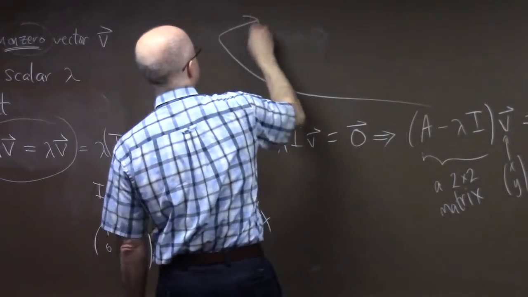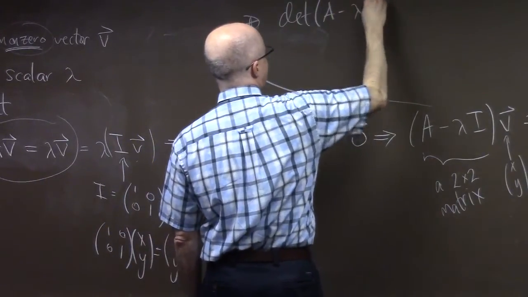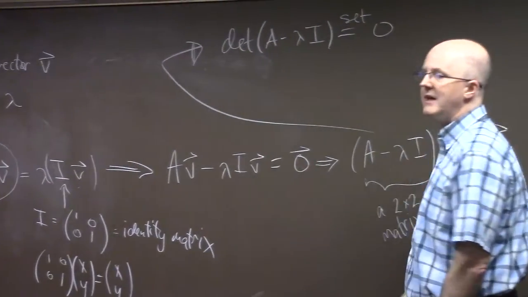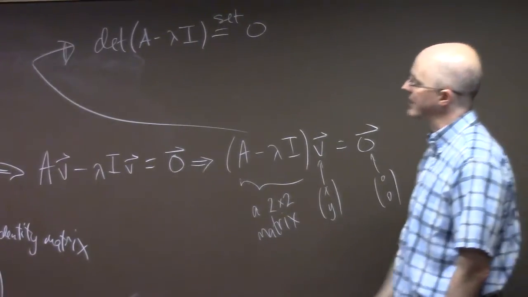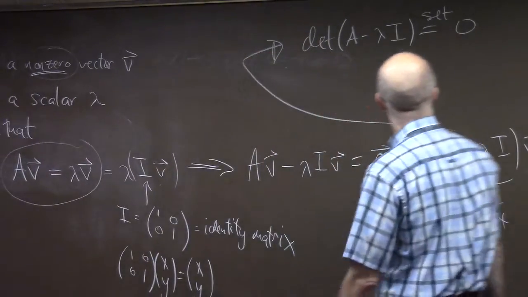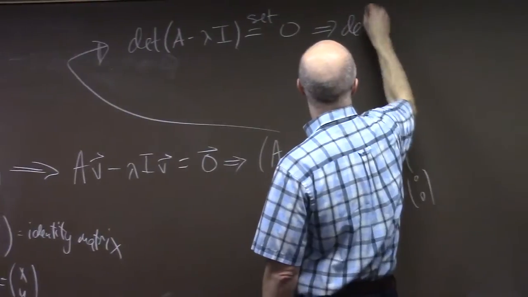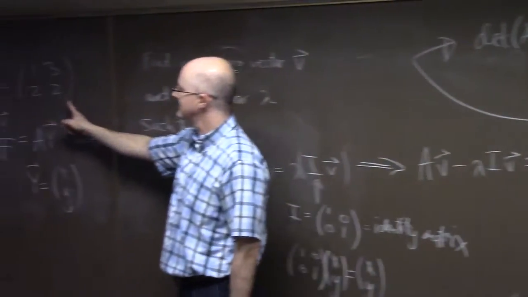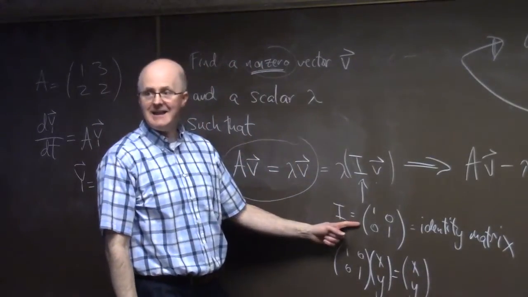So because of this, I find the determinant of A minus lambda I, and I set it equal to 0 in the hope that I can find some non-zero v's that will make that original equation that I circled over here true for some lambda. What is A minus lambda I? Well, here's A. What's lambda I? There's I.